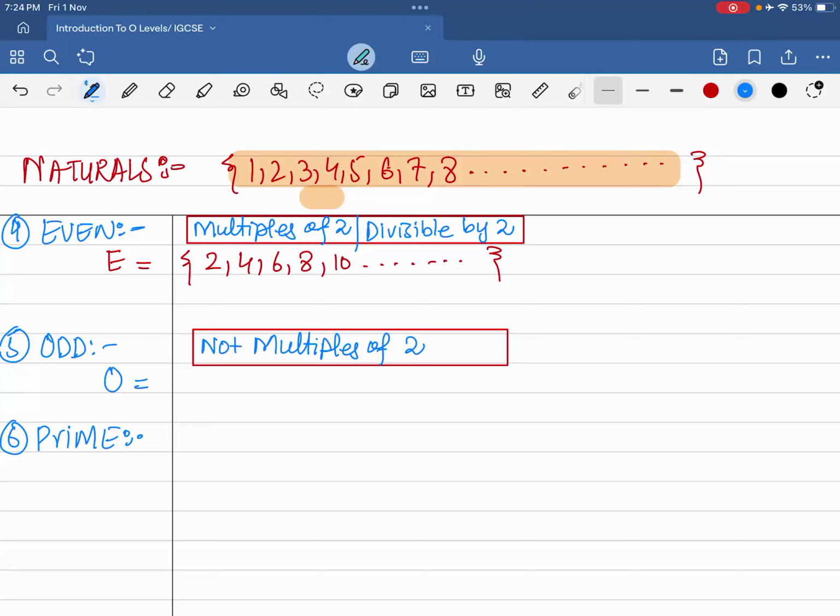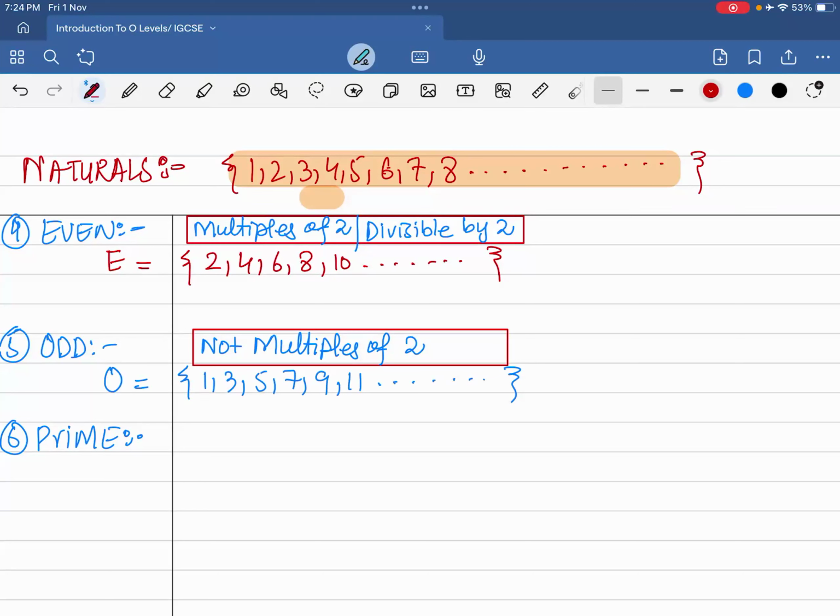Odd numbers are represented by the letter O, and they are not multiples of 2. If a number is not even, then that number is definitely an odd number. Do you agree with me or not? Yes, sir. 1, 3, 5, 7, 9, 11, and so on. These numbers are odd numbers.